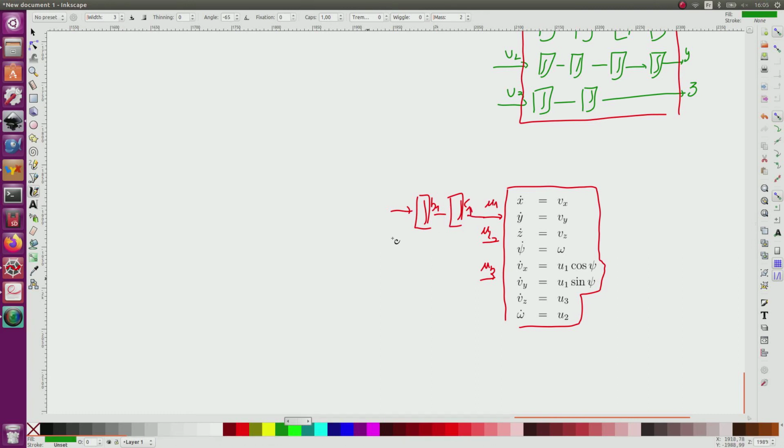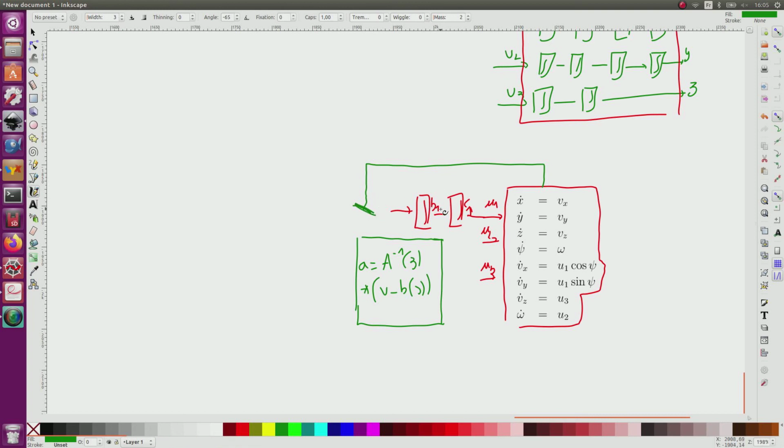Here I added a system which corresponds to A equal A minus 1 of Z multiplied by V minus B of Z. The input for this one corresponds to X, but also B1 and also C1. So it corresponds to the vector Z.